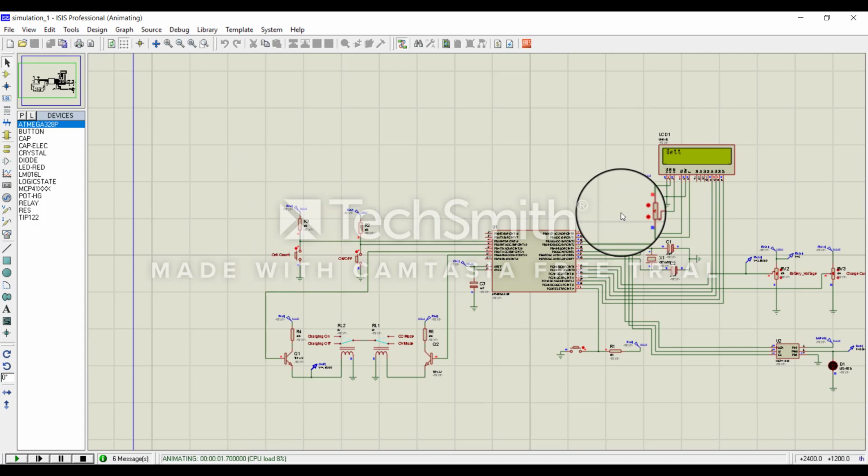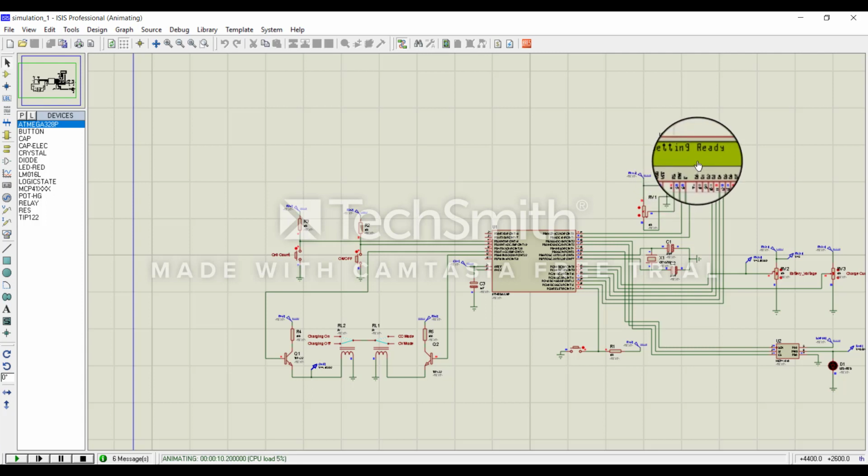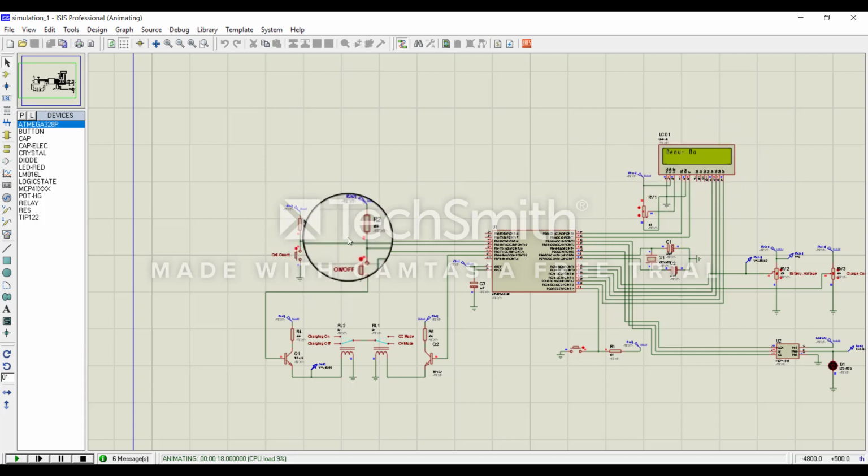So on running the simulation, we will get some initial messages, as you can see on this LCD. Then we will get the menu options. Here key 1 is for mode selection, and key 2 is for start.